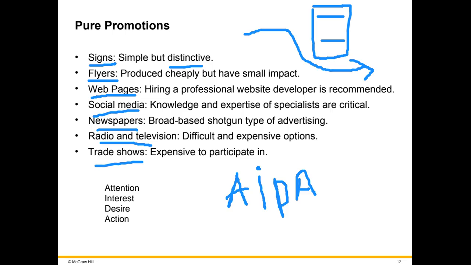So signboards, we are talking about billboards, they should be simple and distinctive. Flyers, the small pamphlets, we also call them pamphlets. They produce them and then they give them to some salesman.